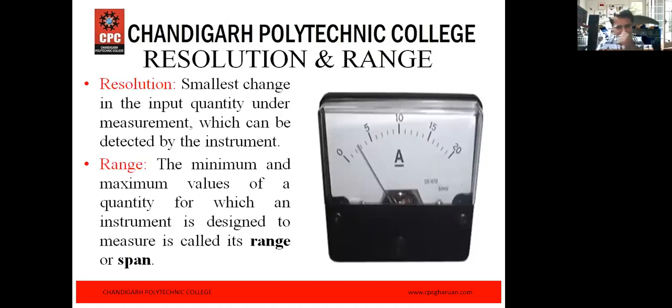Next is the resolution and range. Resolution is the smallest change in the input quantity which can be detected by the instrument. Any small input change that an instrument can detect or measure will be the resolution of that particular instrument. Next is the range. From minimum to maximum readings that an instrument can take, that will be the range of that particular instrument.